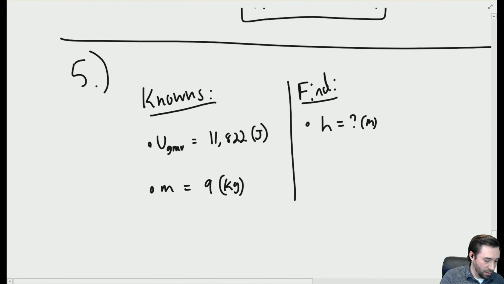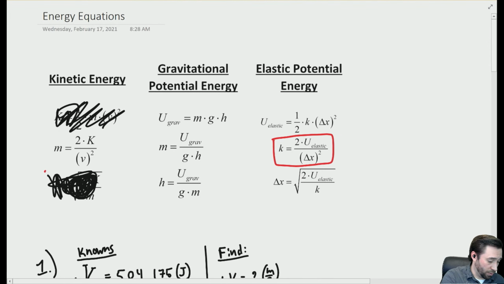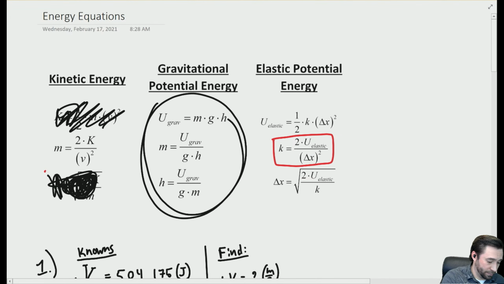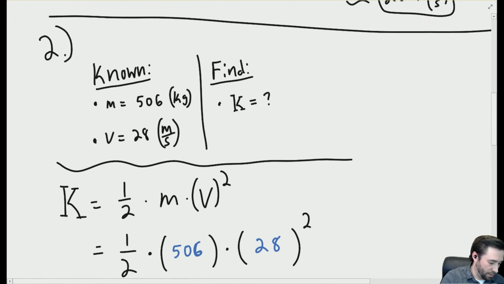So if I go up, this is dealing with gravitational potential, so this could be the middle column, and I want to find one that starts with H. Go all the way up, so this is the column I'm looking at. Starts with H, so that's going to be this one right here. So Ugrav divided by G times M.